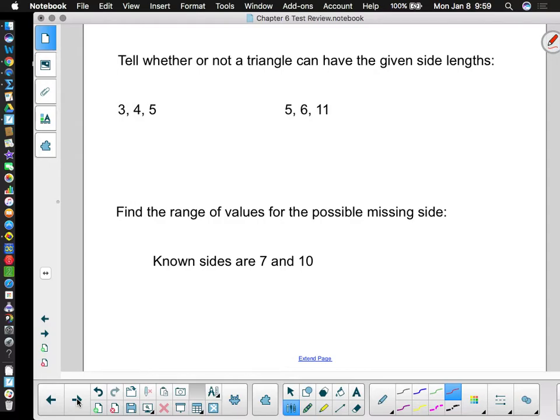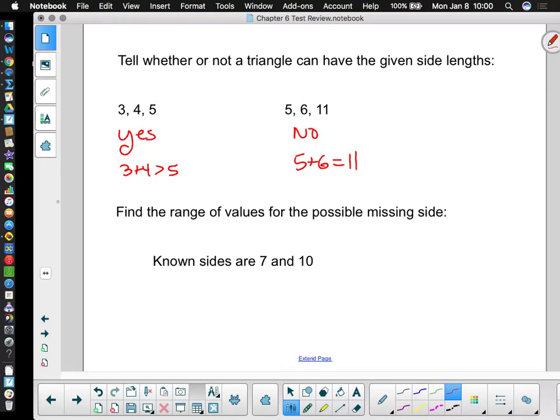Can I make a triangle? 3, 4, 5. Yes or no? That's a yes, because 3 plus 4 is bigger than 5. Okay? How about 5, 6, 11? No. Why not? 5 plus 6 only equals 11. It's not greater than. The sum of the two smaller ones has to be greater than the largest. Equal is not good enough.